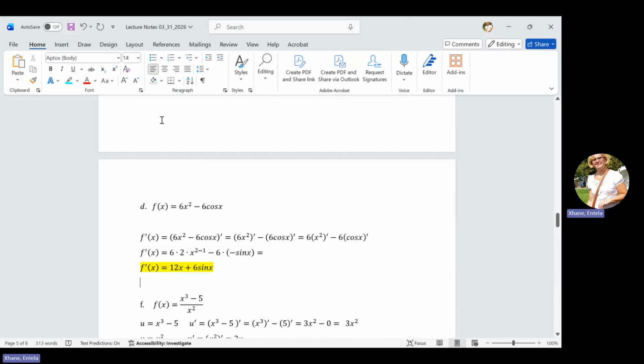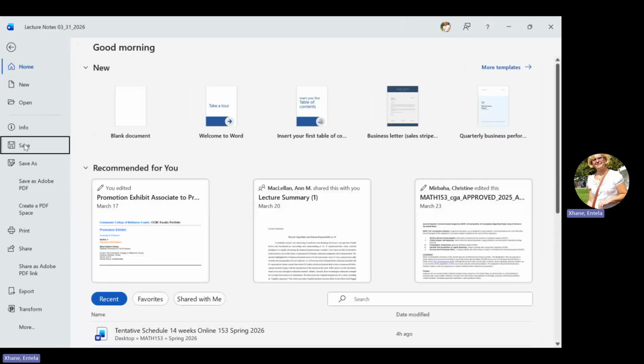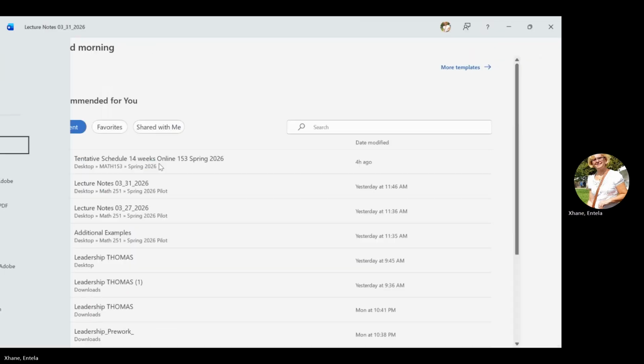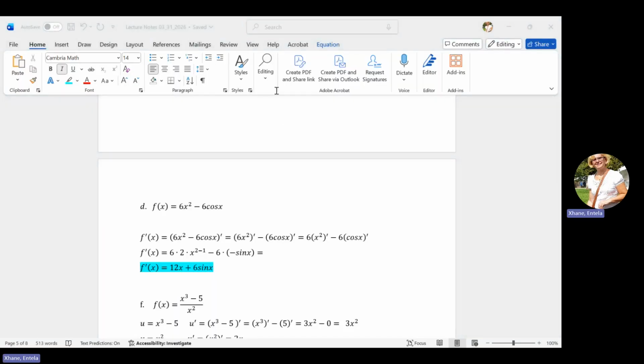Now let's get to part F. So I'm going to highlight this, and then, of course, save it. And now let's go to part F. Part F is going to require us to differentiate a ratio.